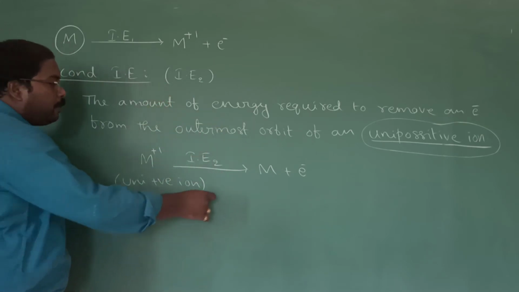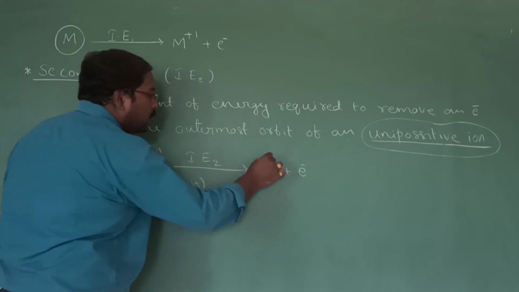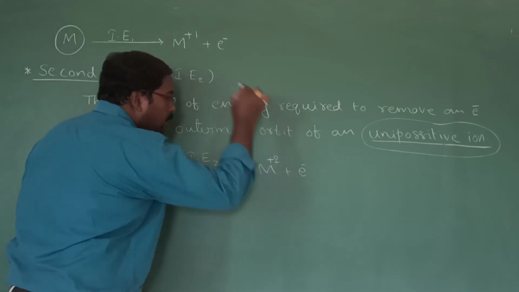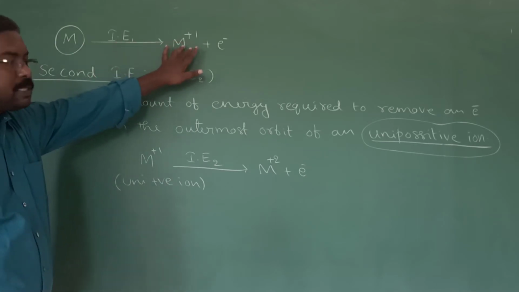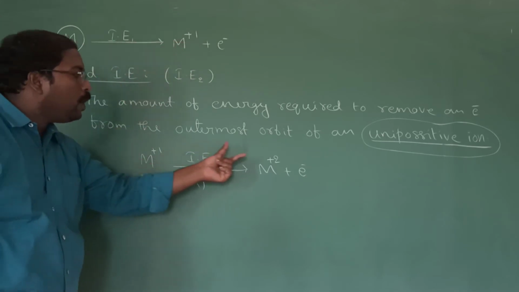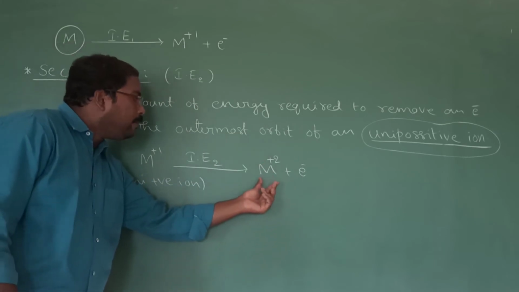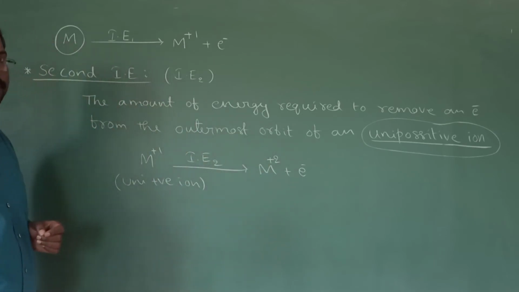Now, for example, if you remove 1 electron from this, what will be its charge? When you remove 1 electron, 1 positive charge increases. So from this, when you remove 1 more electron, now it will become M plus 2.